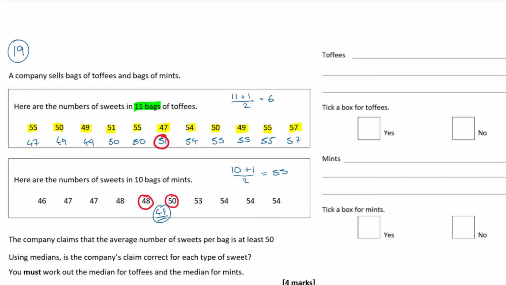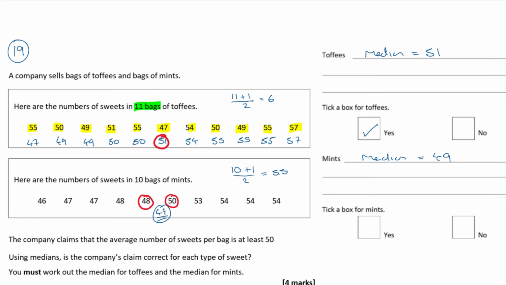So that's my median for the mince, and my median for the toffees was 51. So for toffees, median equals 51. Tick the box for toffees, yes. There is sufficient evidence that the median number, the average number of sweets in the bag, is at least 50. I worked it out and it's 51, so it works. But with mince, the median is actually only 49.